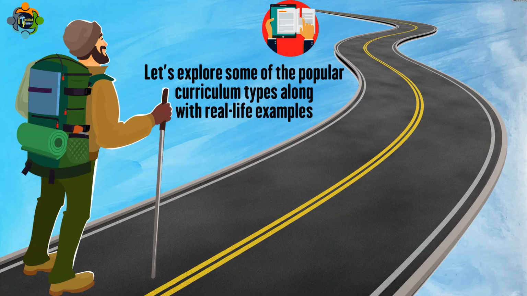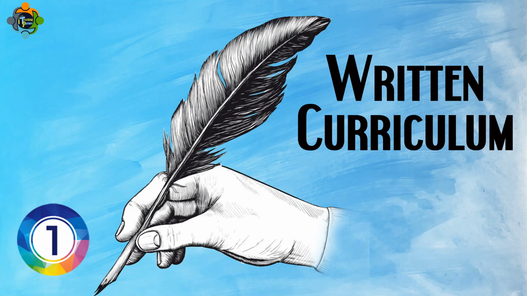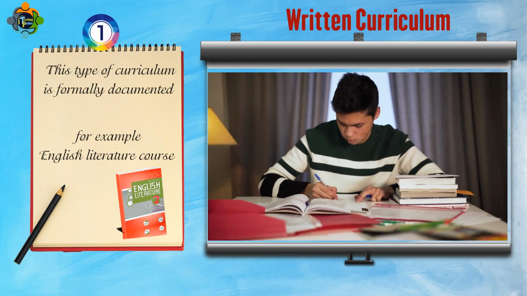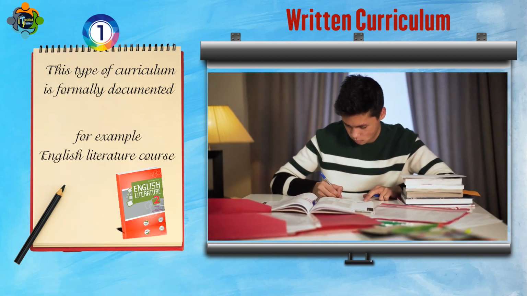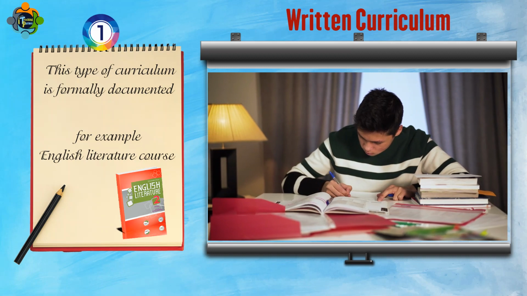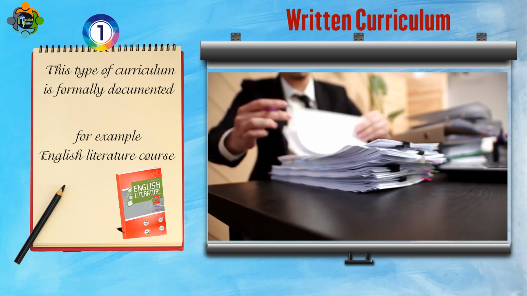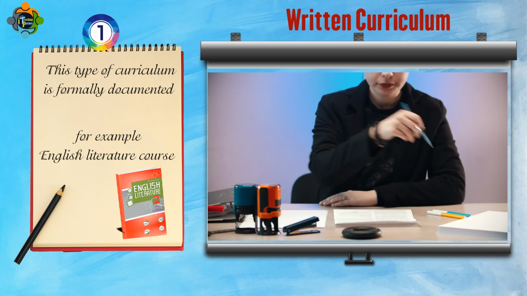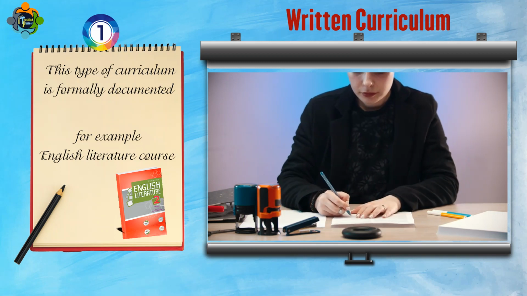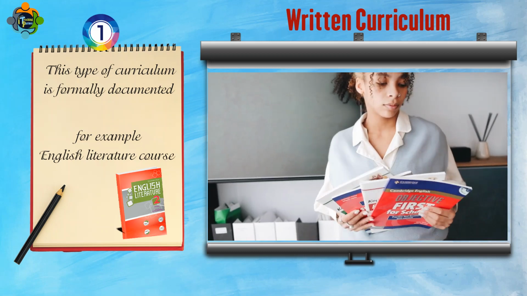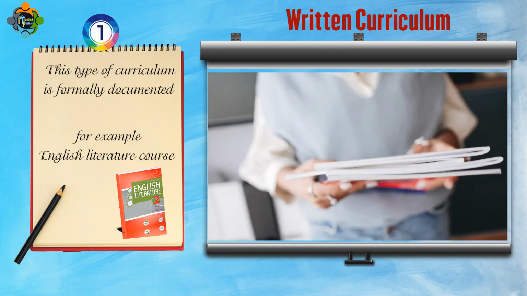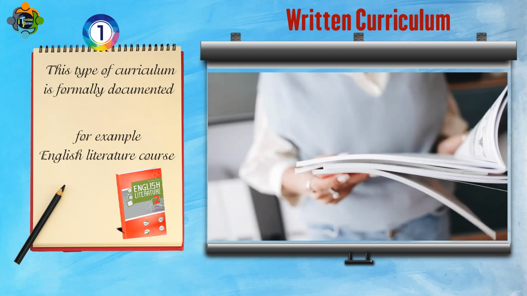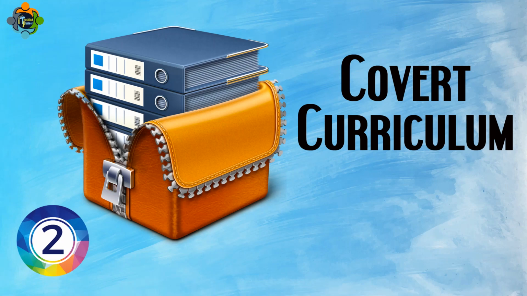Let's explore some of the popular curriculum types along with real-life examples. Number 1. Written curriculum, also known as overt or explicit curriculum. This type of curriculum is formally documented and serves as a benchmark for what needs to be taught. For instance, the written curriculum for a high school English literature course outlines the specific texts and literary concepts to be covered.